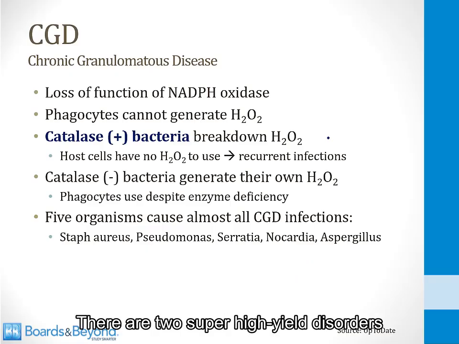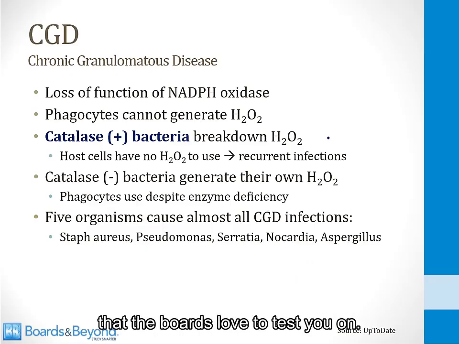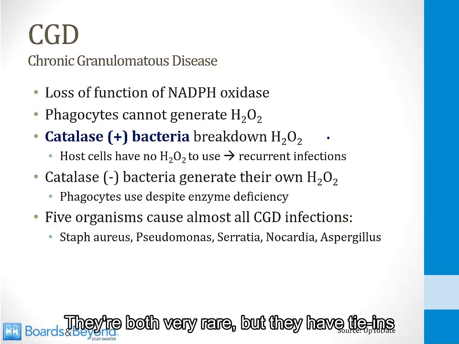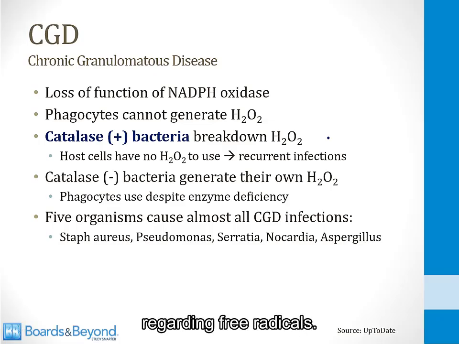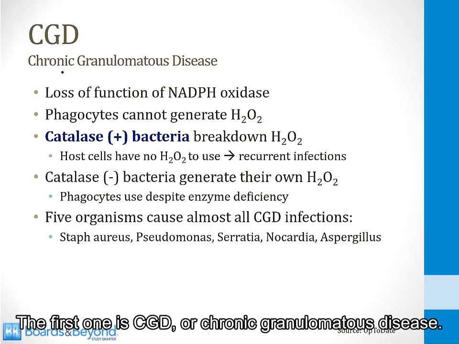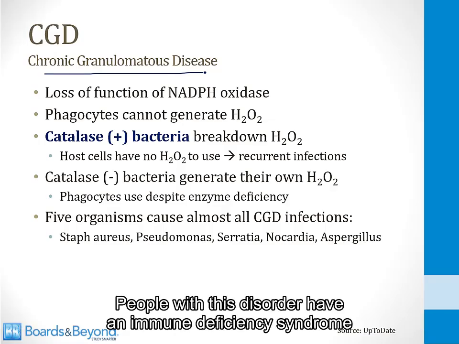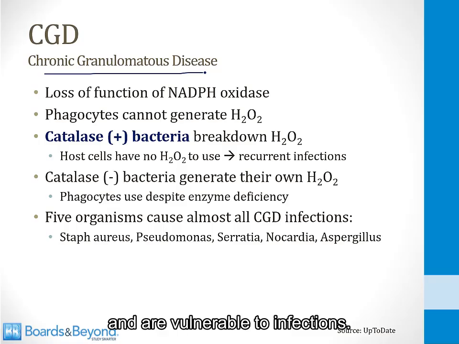There are two super high yield disorders that the boards love to test you on. They're both very rare, but they have tie-ins to everything we've been talking about up to this point regarding free radicals. The first one is CGD, or chronic granulomatous disease. People with this disorder have an immune deficiency syndrome and are vulnerable to infections.